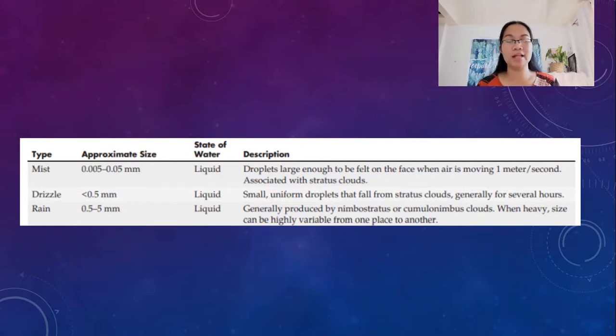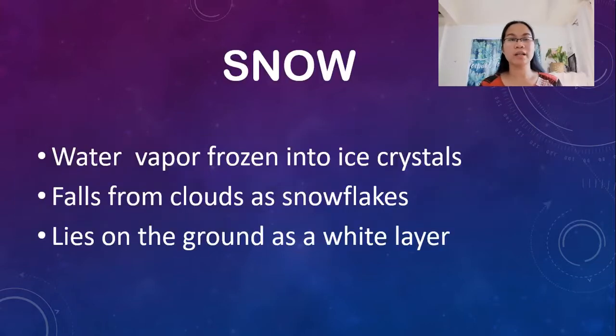And then we have rain. The size for the rain, we have 0.5 to 5 millimeters, generally produced if you have nimbostratus or cumulonimbus clouds. That's why, as we have mentioned, clouds can actually tell us the atmospheric condition and will help us predict whether it will rain or not. When heavy yung rain, size can be highly variable from one place to another. Next is snow.